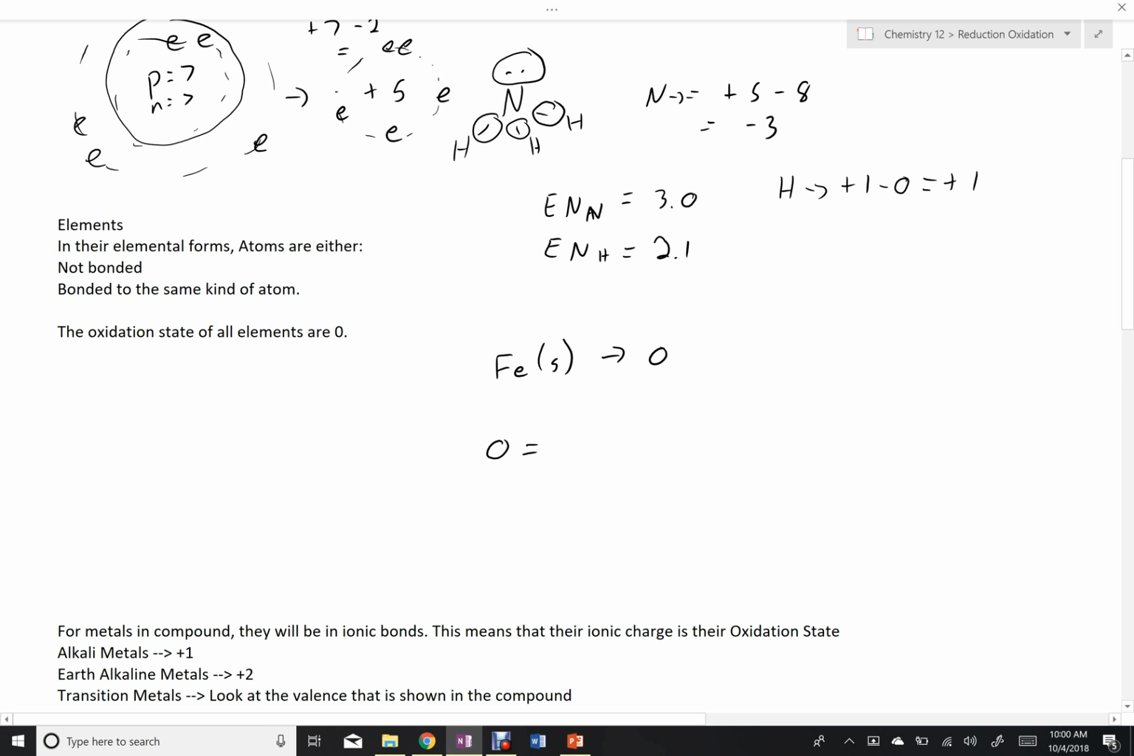Alternatively, an element like oxygen can form a diatomic molecule, where it's sharing electrons only with another atom that's the same kind of atom as itself. What that means is any electrons that are contributed to bonds will be shared evenly between the two atoms. In this case, since they're not gaining or losing electrons but sharing them equally, their oxidation state also stays at 0. And so the simple rule: the oxidation state for all elements is 0.